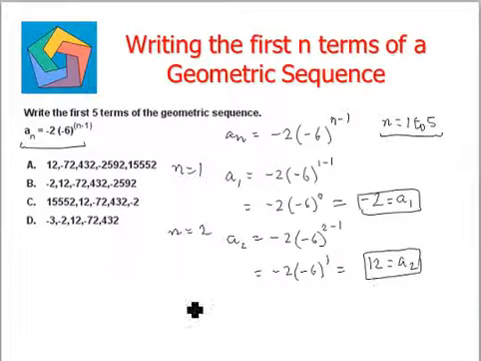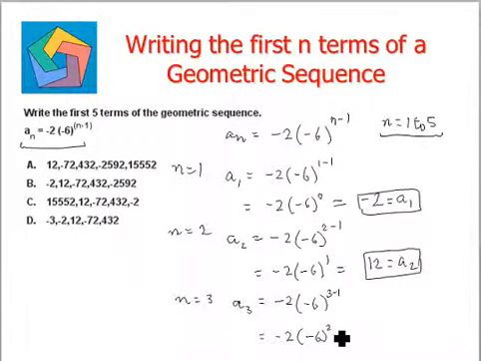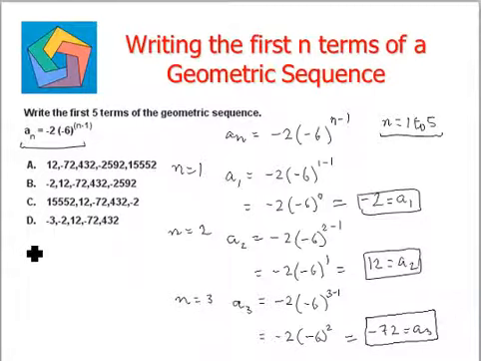Now we plug n equals 3. a3 equals negative 2 times negative 6 to the power of 3 minus 1. This is equal to negative 2 times negative 6 to the power of 2. Negative 6 to the power of 2 is a positive 36. Positive 36 times negative 2 is a negative 72, which is our a3.